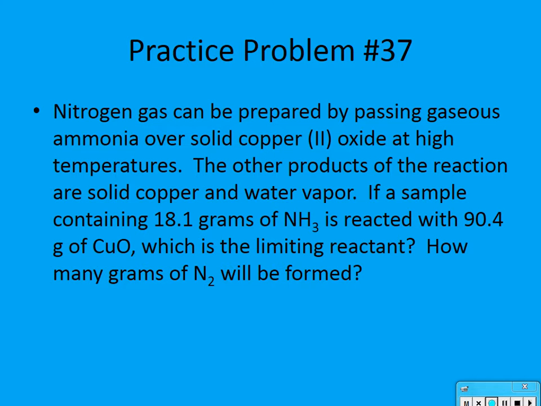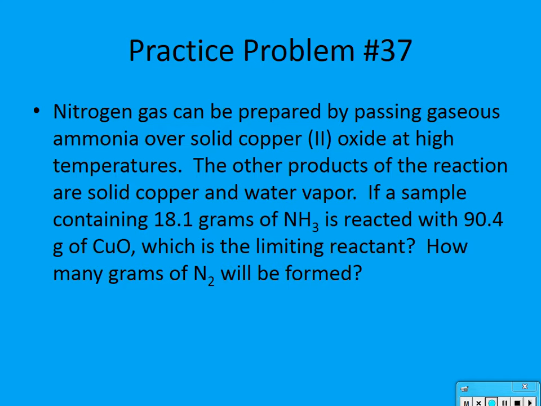It says nitrogen gas can be prepared by passing gaseous ammonia over copper 2 oxide at high temperatures. The other products of the reaction are solid copper and water vapor. If a sample containing 18.1 grams of ammonia is reacted with 90.4 grams of copper oxide, what is the limiting reactant? How many grams of N2 will be formed?